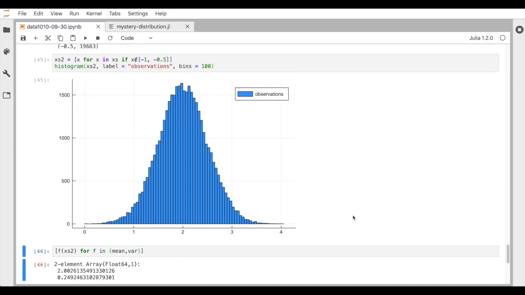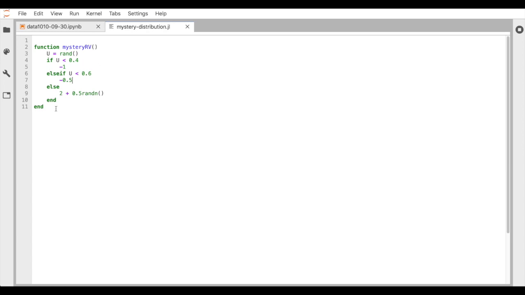So our best guess for what this distribution is doing is deciding with 40% probability to return -1, with 20% probability to return -0.5, and with 40% probability drawing another random variable which is normally distributed with mean 2 and variance 1/4 and returning that value. And if we look at the code, that's in fact exactly what's happening. We get a uniform random variable and it's used to choose between these 3 possible outcomes. And in the third outcome, we get some more randomness and use that to return the final value.